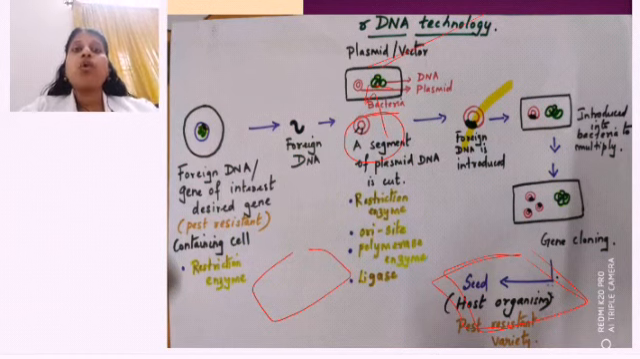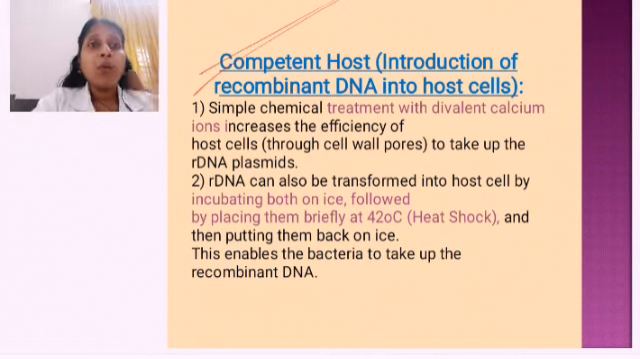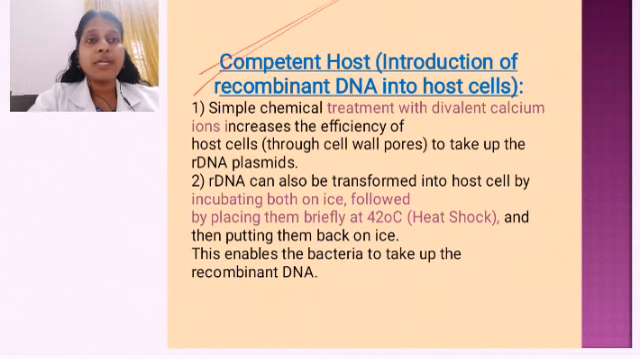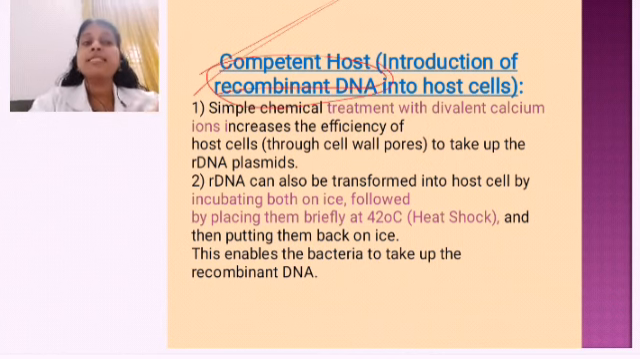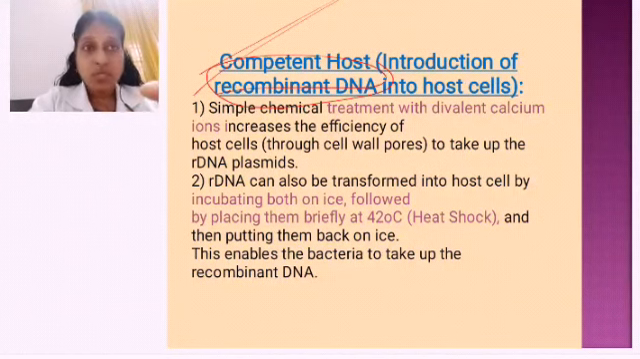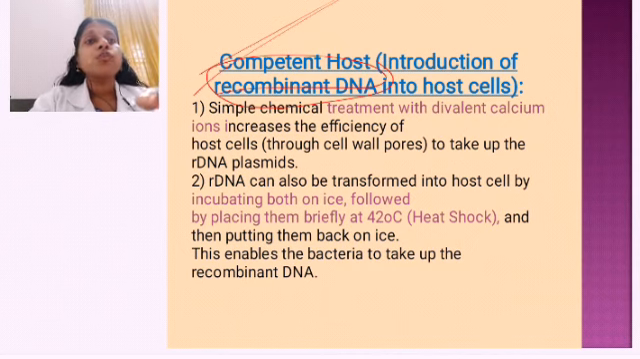Now, this competent host can take up this foreign DNA only by some methods. Just like that, you cannot introduce the rDNA into the cell. So for introducing the rDNA into the cells, I need some processes. The first process is chemical. So how can I introduce it chemically?